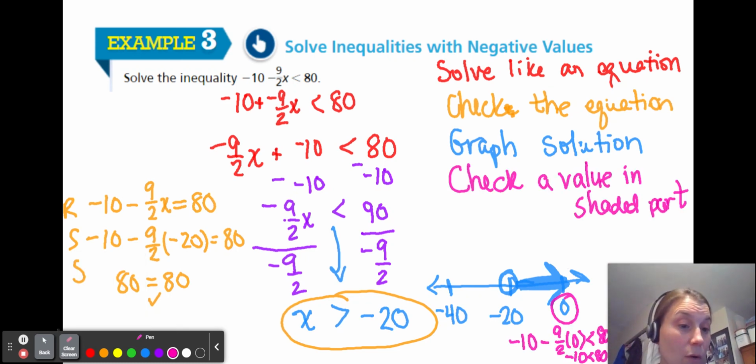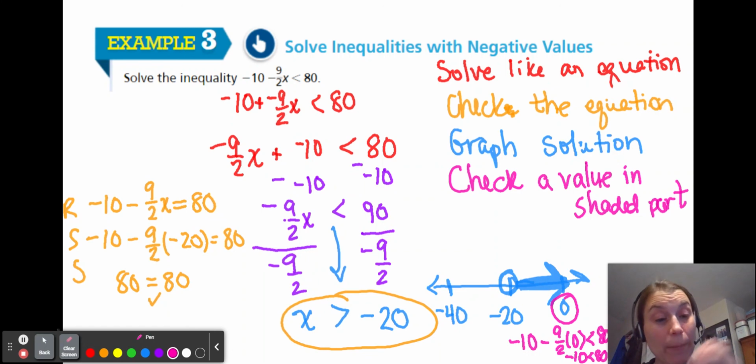So what I did was I used 0, and I made sure to put 0 back in the original inequality that we started with. And since 0 is part of my shaded region, and when I put it in for x, it's less than 80, I know that my graphing is correct. So those are all our steps. You might want to pause this and write them down.